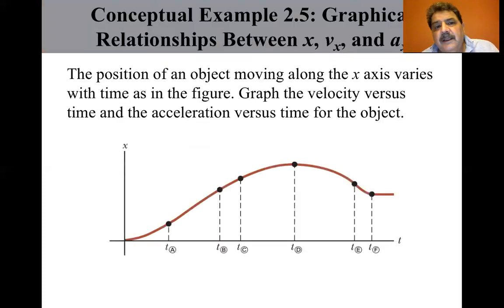The position of an object moving along the x-axis varies with time, as in the figure. Graph the velocity versus time and the acceleration versus time for the object.